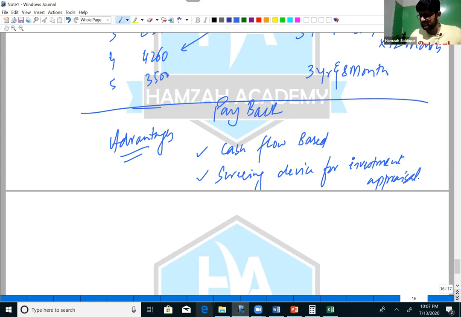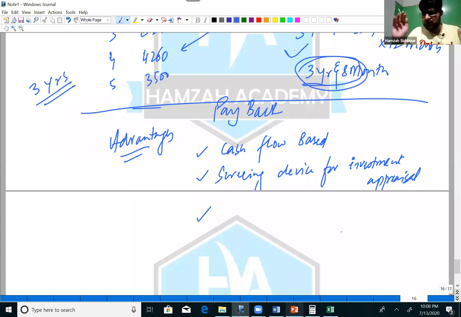Screening device means that the project which does not meet the criteria of payback is rejected. For example, we say our target payback is in this case 3 years. If a project has a longer payback, we cannot accept it. Simply, screening method means the project which will not meet this payback criterion, we cannot accept it. Screen out means reject. Is it clear?